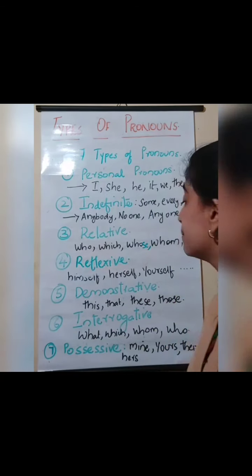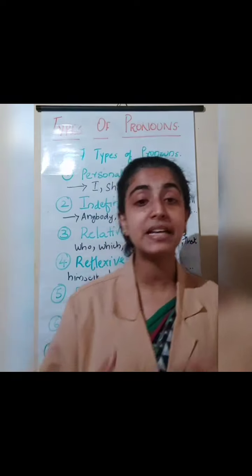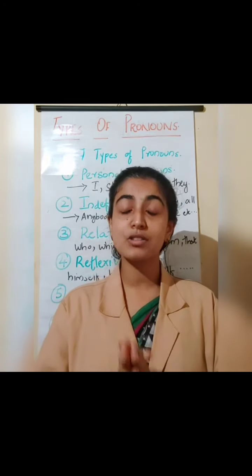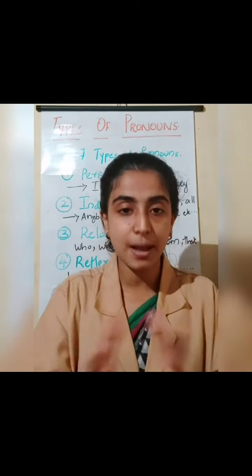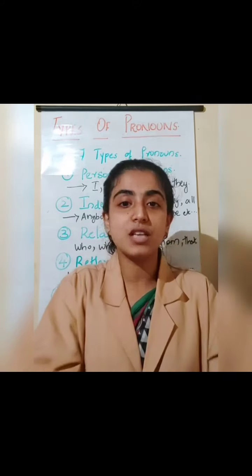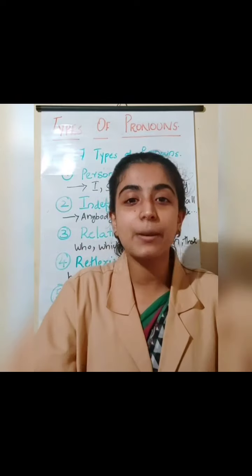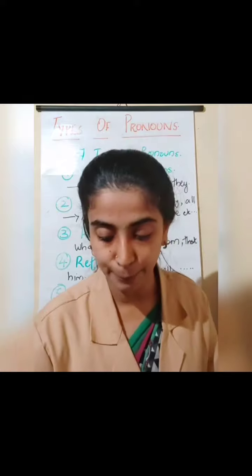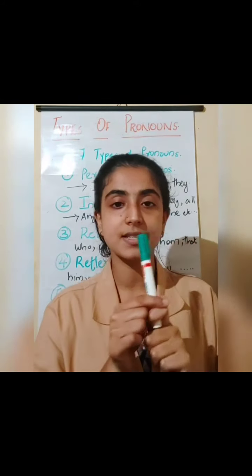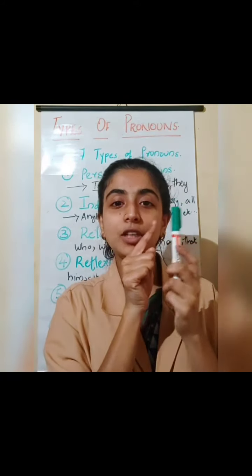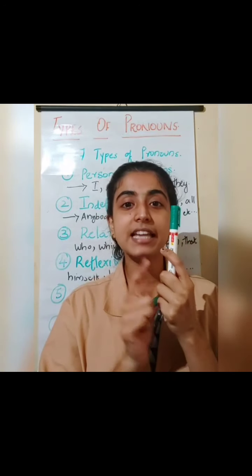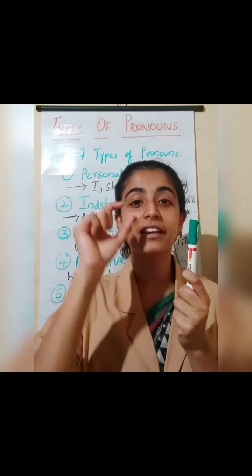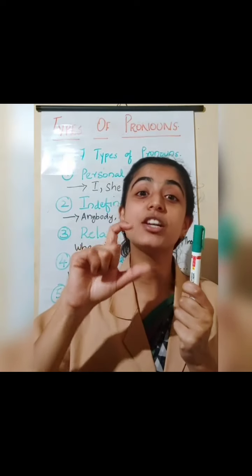And the fifth one is demonstrative. What do you mean by demonstrative pronouns? Demonstrative pronouns are those pronouns that are used to demonstrate something. If you want to talk about something, we will make use of the demonstrative pronouns. I will give you an example. If I am asking you, what is this? How will you demonstrate it? How will you talk about these things? You will be saying that this is a marker, isn't it? This is a marker. So this is a demonstrative pronoun.